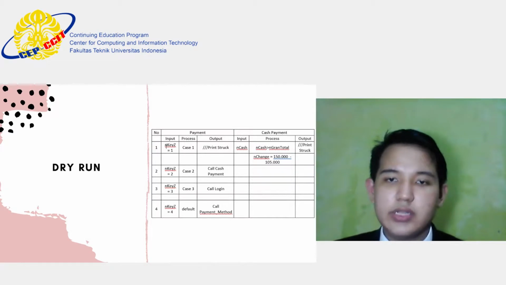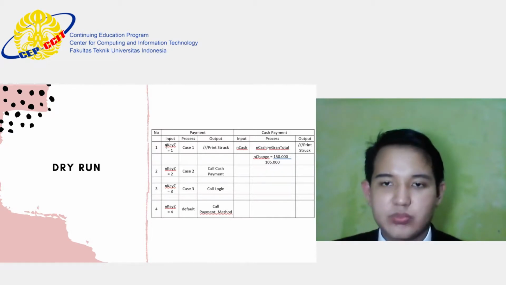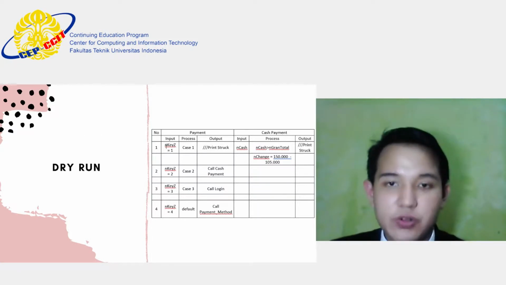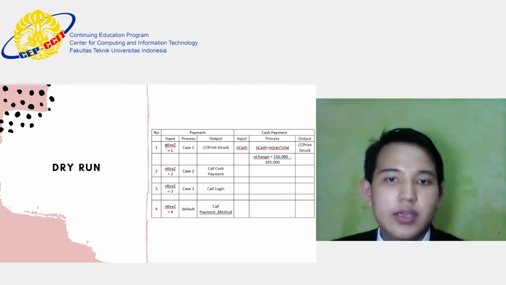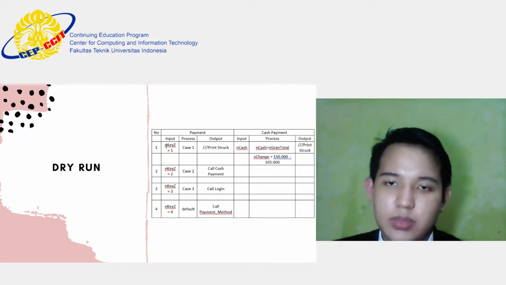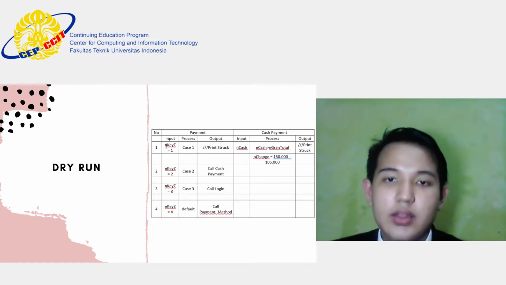Dry run table 3. Now let's continue to the payment procedure. The first input nkz is 1. It will proceed to case 1. The output will print struk. The second is nkz is 2. We will proceed to case 2 and the output will call cash payment procedure.